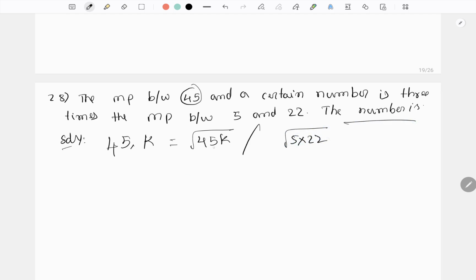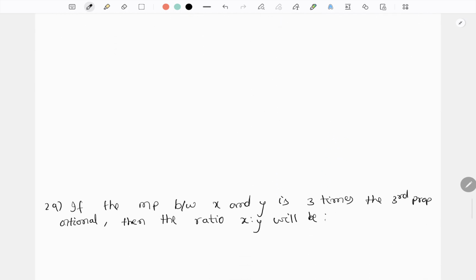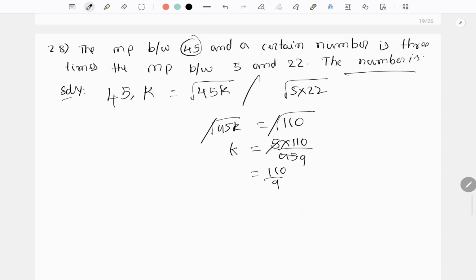Then root 45k should be equal to root of 110. Square root and square root get cancelled. I made a mistake: 5 into 22 is 110, we know that, but don't multiply, because left hand side and right hand side will get cancelled. It becomes easy. If you multiply, it is one extra step. 110 by 45, 5 ones, 5 nines. So k value is 110 by 9. 5 into 22 is 110. So 22 by 9 is our answer.